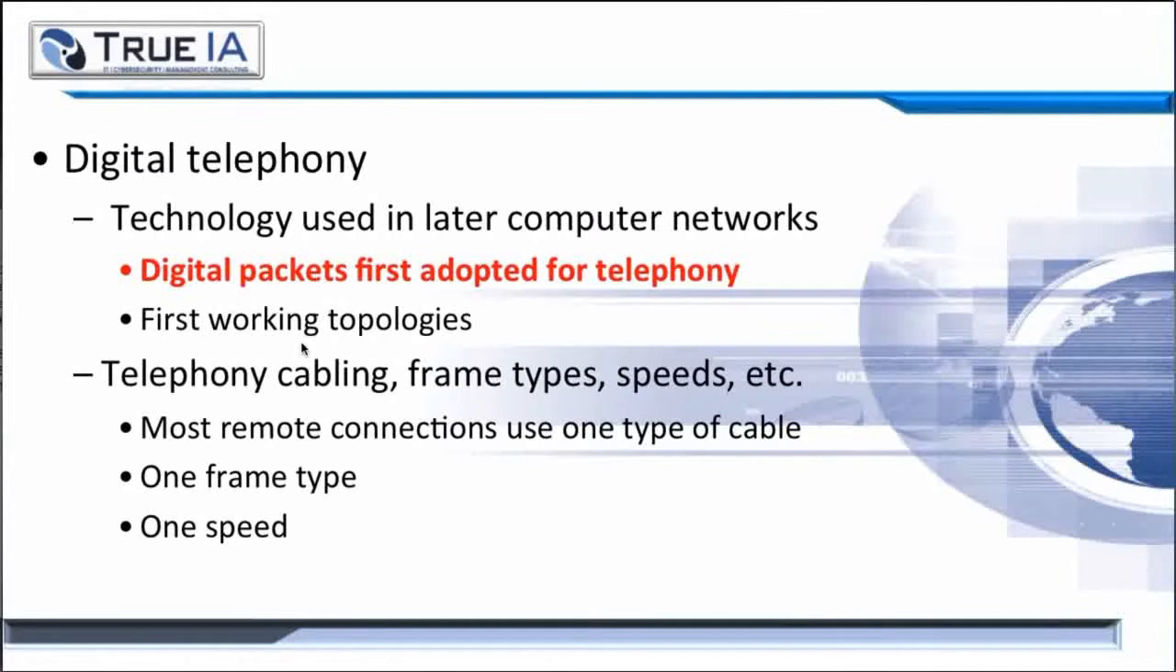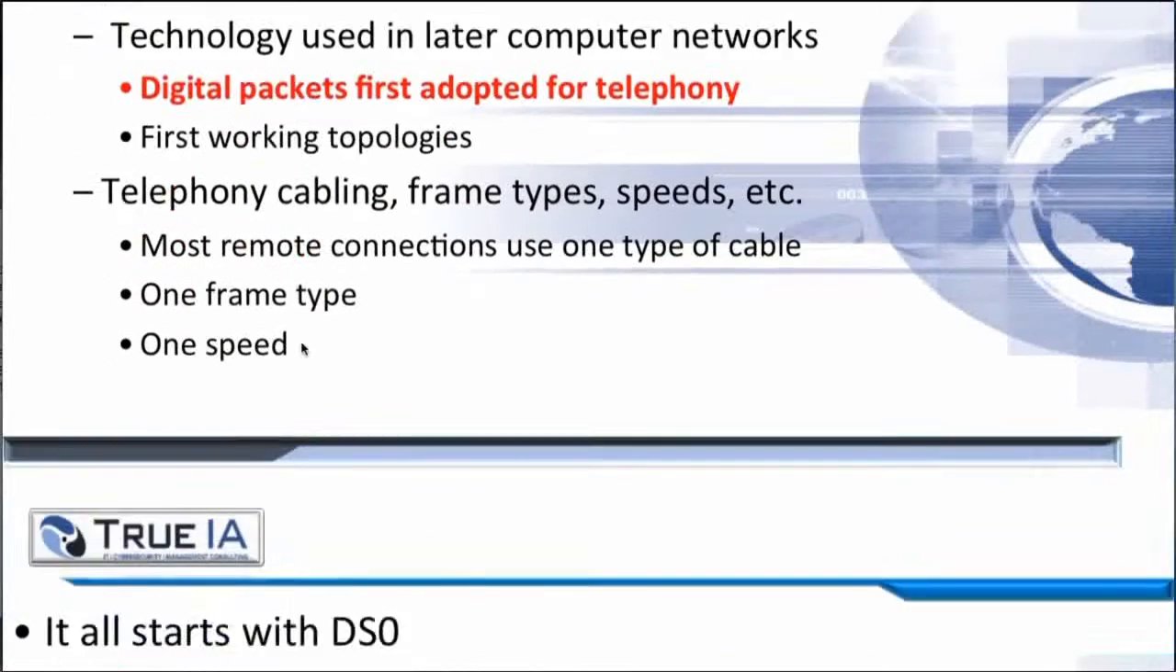So let's talk a little bit about digital telephony. Technology used in later computer networks, this is where it all started. Digital packets were first adopted for telephony. The telephony cables, the frame types and speeds were truly the dawn of what we know now of the internet. However, it wasn't as complex. Most remote connections used only one type of cable and one type of frame, and you really only had one speed. But remember, all we are talking about at this point are telephone calls.